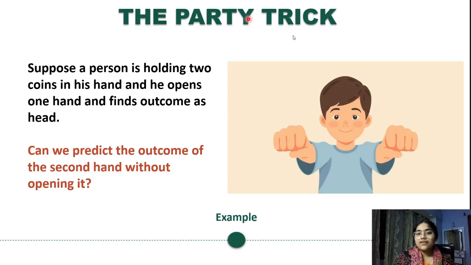Now we know the outcome of that coin with certainty. That randomness collapses into a definite result, and here comes the big question. Does knowing the first coin's result give us any clue about the second? Can we magically guess what's inside the closed hand just because we know the first one?